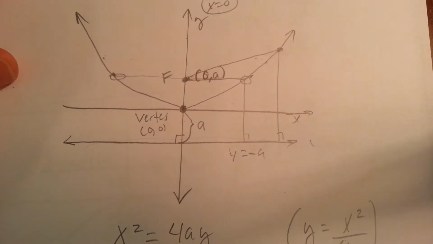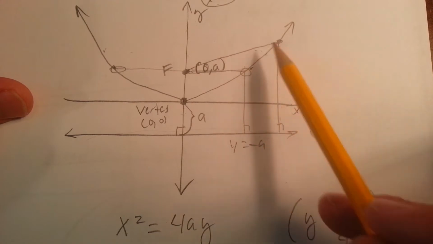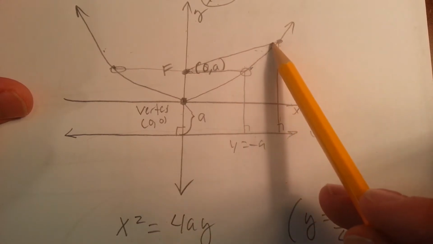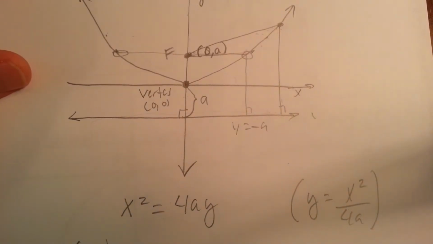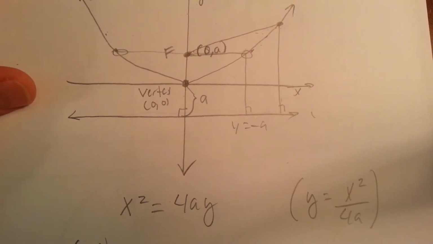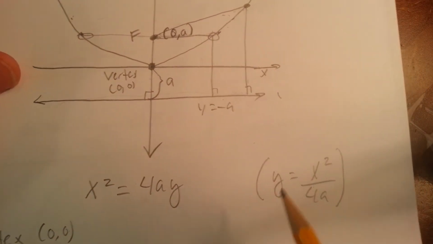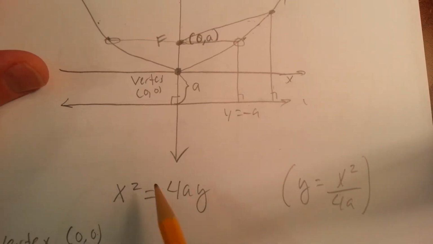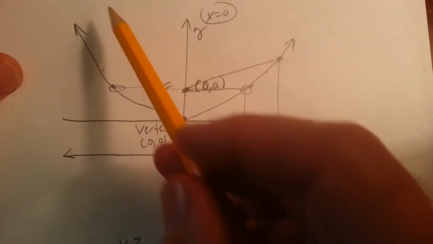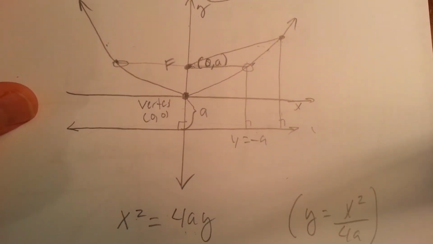We talked about the directrix, the line where every point on the parabola is the same distance from it as from the focus. So we've talked about the vertex, focus, directrix, and axis of symmetry. For vertical parabolas, there are different formulas. Some books use y equals x squared over 4a. The book I'm using has x squared equals 4ay. That's the general equation for a smile, the smile parabola.